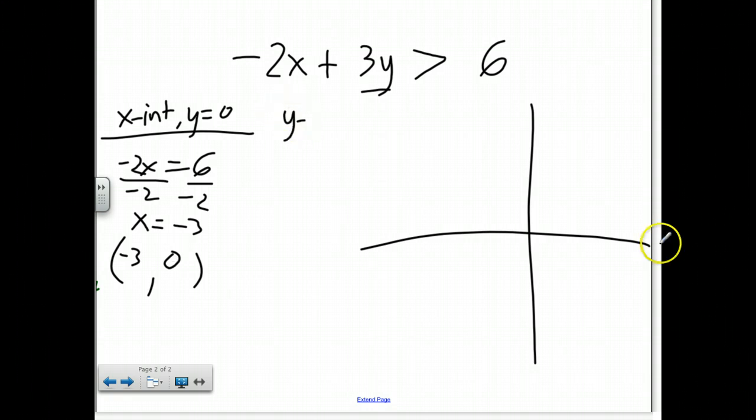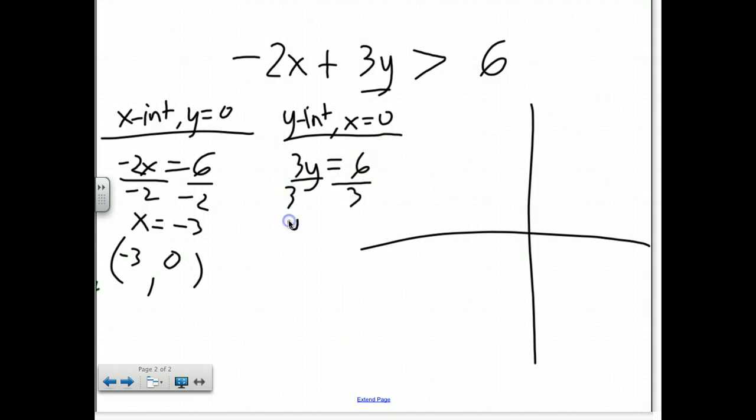For the y-intercept, what is x equal to? X equals 0. Very good. And what does that mean in terms of x equals 0? The x term will go away, so 3y equals 6. Divided by 3, y is 2, and how do I put this point up? 0, 2. Questions so far? No. I got my 2 points, right? Good enough. I plot them. Negative 3, 0 is right there.